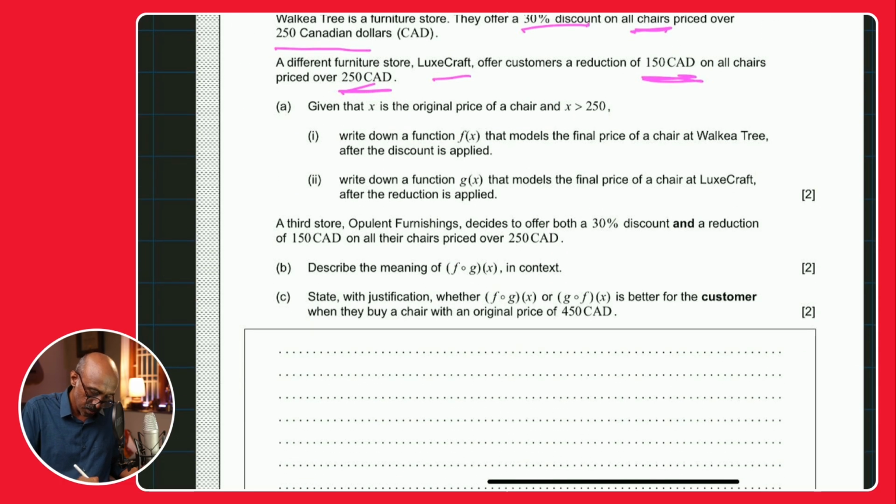What are they asking us? In part A, they're saying, given that X is the original price of a chair and X is above 250, X is the original price, because this is only applicable if the price is above 250. So if X is the original price of a chair and X is greater than 250, write down a function f of X that models the final price of a chair at Walkier Tree after the discount has been applied.